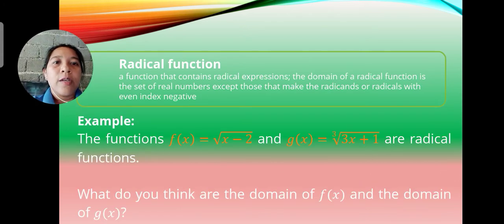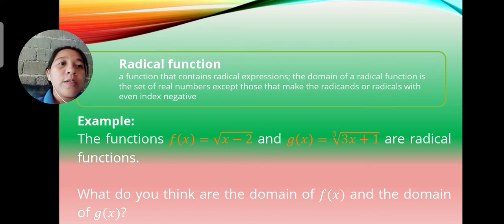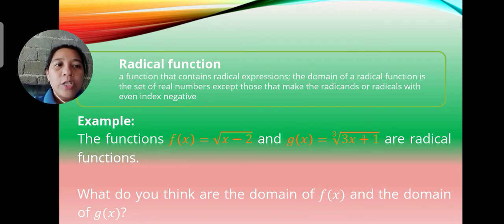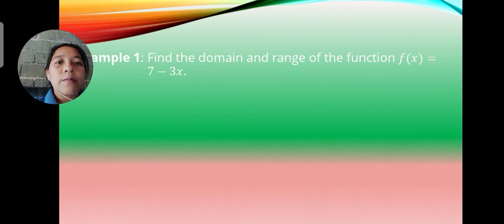A radical function is a function that contains radical expressions. The domain of a radical function is the set of real numbers, except those that make the radicand of radicals with even index negative. For example, the functions f of x is equal to the square root of x minus 2 and g of x is equal to the cube root of 3x plus 1 are examples of radical functions. So what do you think are the domain of f of x and the domain of g of x?